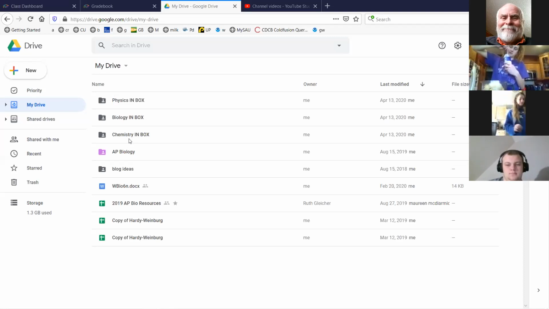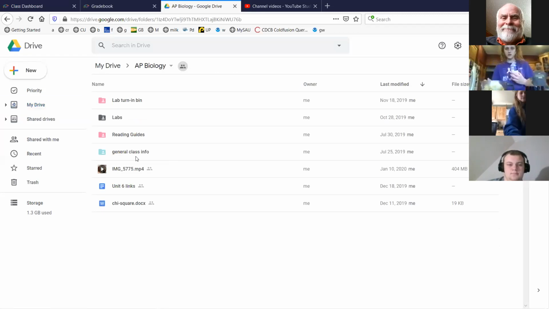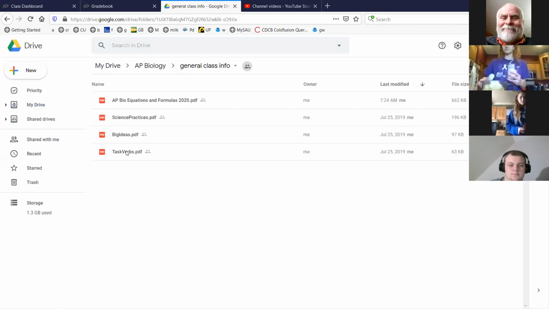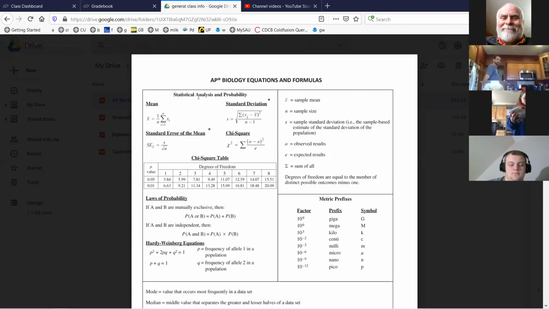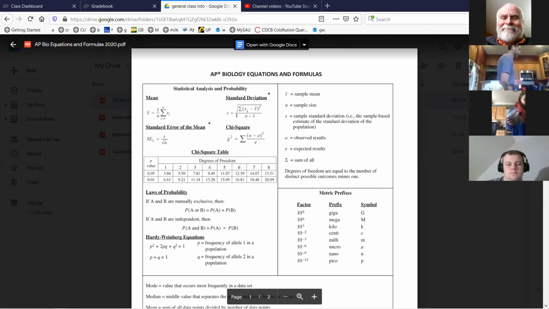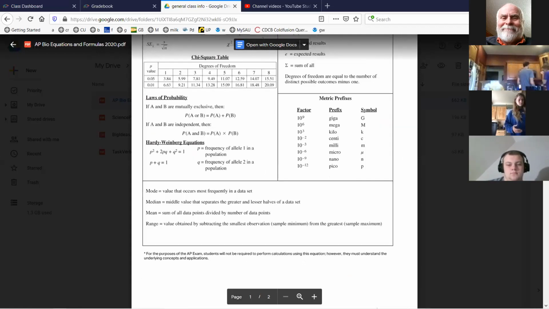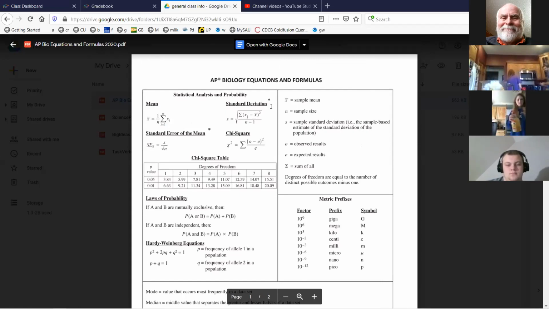Whenever you get done with your cooking, in the APBio folder, I put a sheet which you do not have to open right now. You can look at the screen, but we have the general class info. And in the general class info folder, there's a document, AP Biology Equations and Formulas for 2020. And it looks like this. Oh, I have that in paper. Yes, you should have that. I think I gave it to you way long ago, and it's easily accessible online. And it's in about any document you want to talk about.